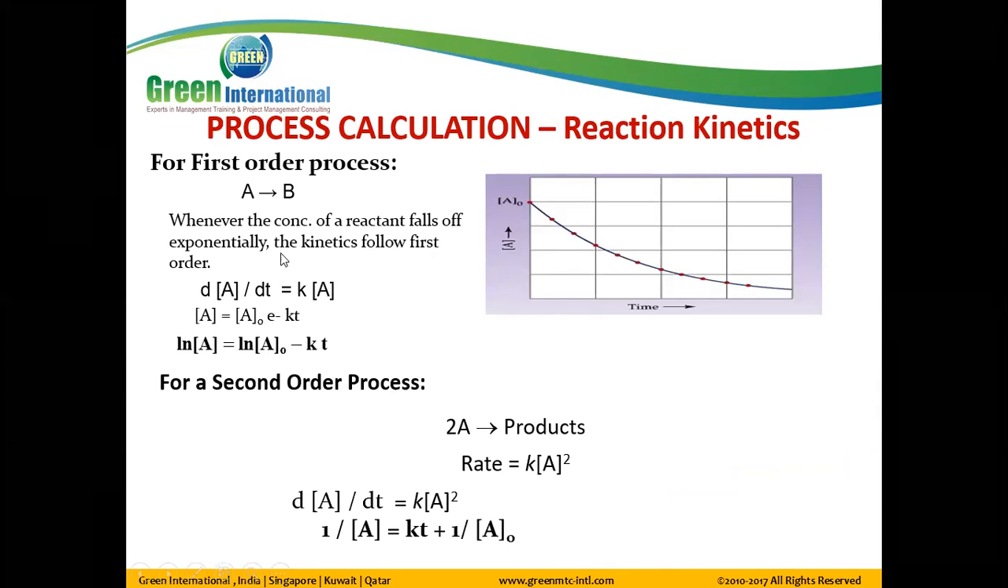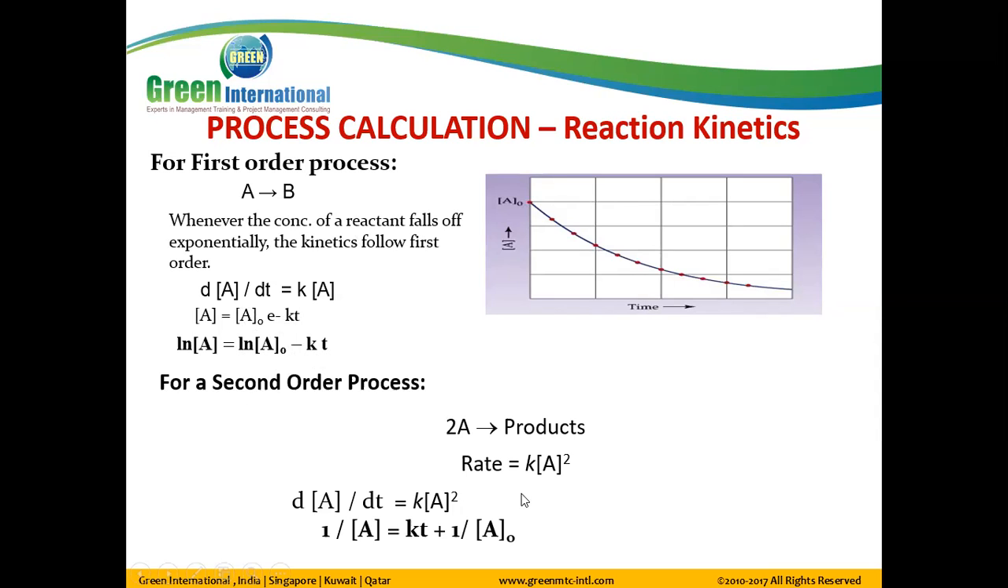For example, for a first order process where reactant A gives product B, the concentration of reactant falls off exponentially. The initial concentration, that means time equal to 0, is A naught. Then at any time we can calculate the concentration of A, which is equal to A naught times e power minus KT. K is the rate constant of the reaction, and A naught is the initial concentration, A is the concentration at a particular time. So ln A is nothing but ln A naught minus KT.